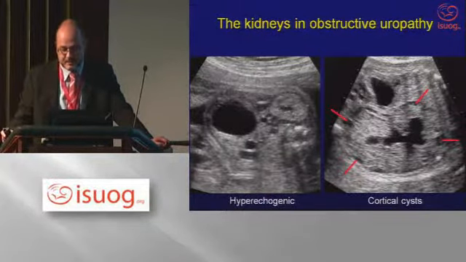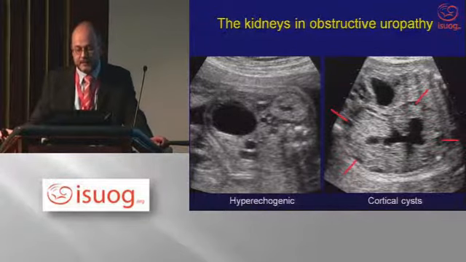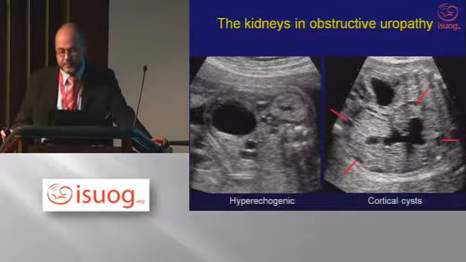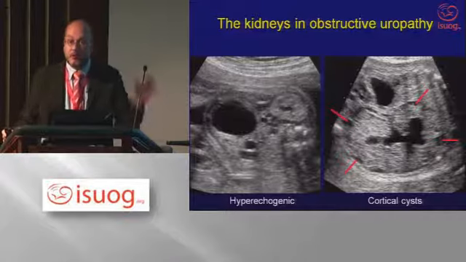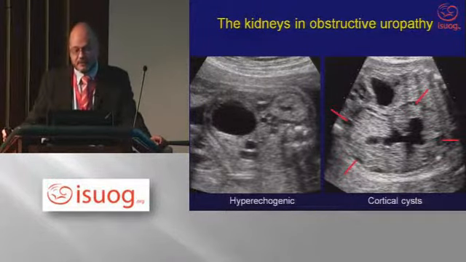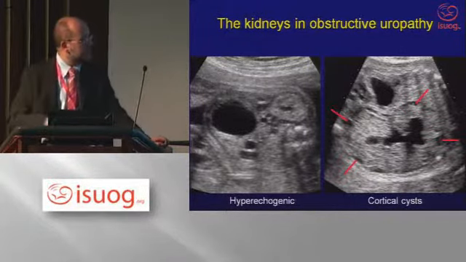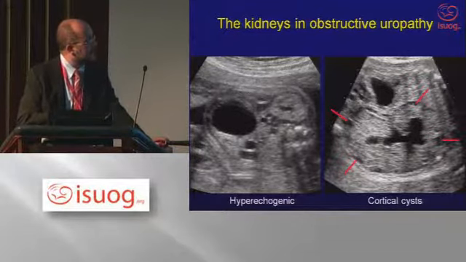So these are the kidneys in obstructive uropathy. You will see them often being hyperechoic, and this is in the poor prognostic indicator category. So that's not good, but it's not as bad as that. That is worse than this.